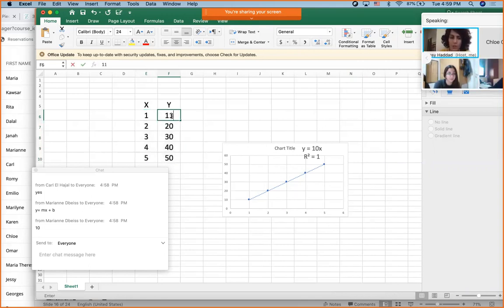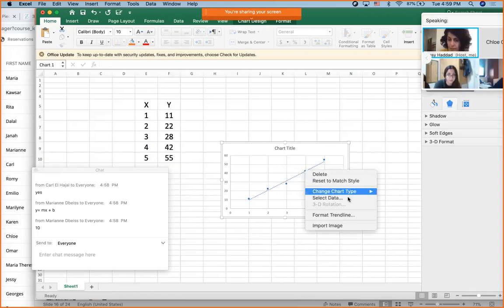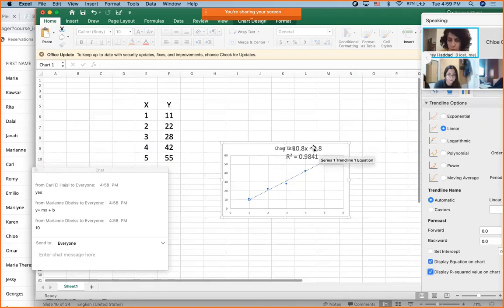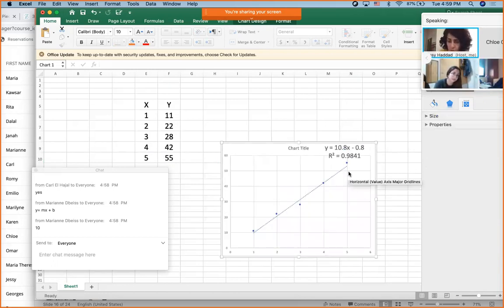Now I'm going to change this to 11, this to 22, this to 28. And you can see the points are actually deviating a bit. This is 42. And this is 55. I was surprised to see that this did not change. What I'm gonna do is I'm gonna right click and add equation again. So I removed the equation and I'm gonna put a new equation, and you will see that it's gonna be a bit different. So the slope has changed and the r squared value has changed a bit to show you that you actually have a deviation from the best fit line that would deviate your r squared value away from 1.